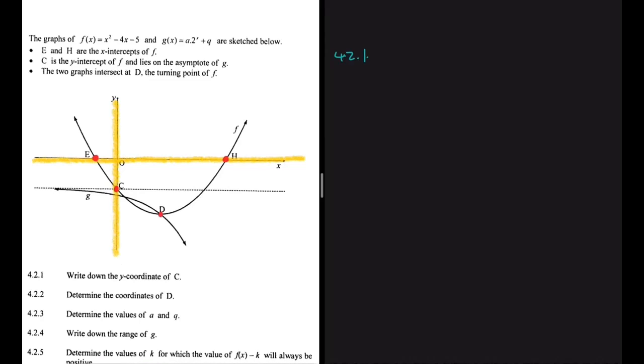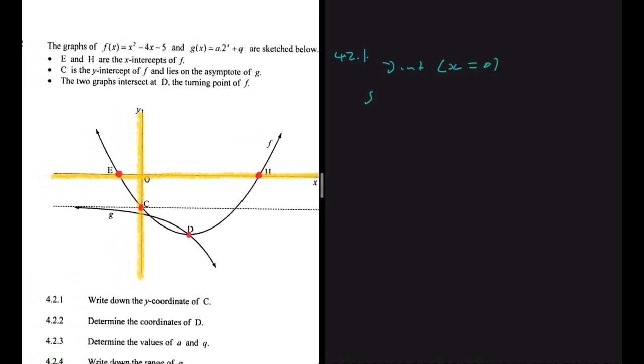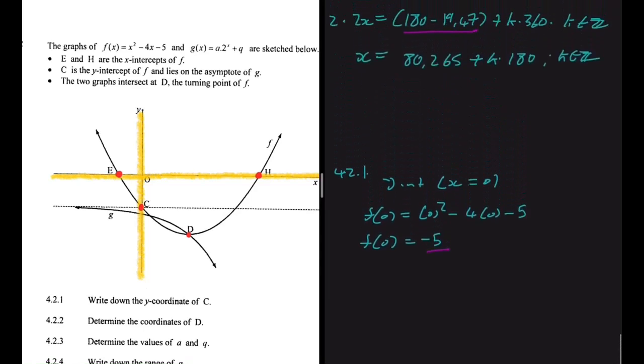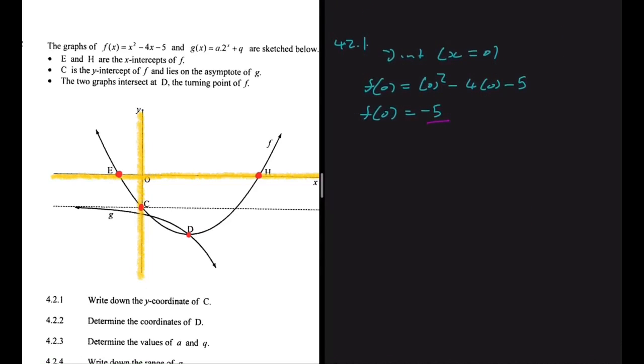So the first question, the y coordinate of C. So C is the y-intercept of f, right? So if we're looking for the y-intercept, we always let x be equal to 0, right? So for that function f of x, if we do that, we're going to get f of 0 being equal to 0 squared minus 4 multiplied by 0 minus 5, right? So it should be easy to see here that f of 0 is going to be equal to minus 5, right? So the y coordinate of C is clearly minus 5, because that's what we get when we let x be equal to 0.